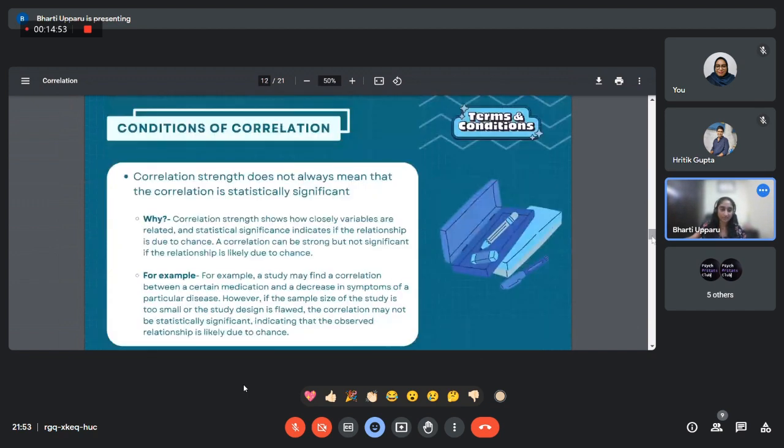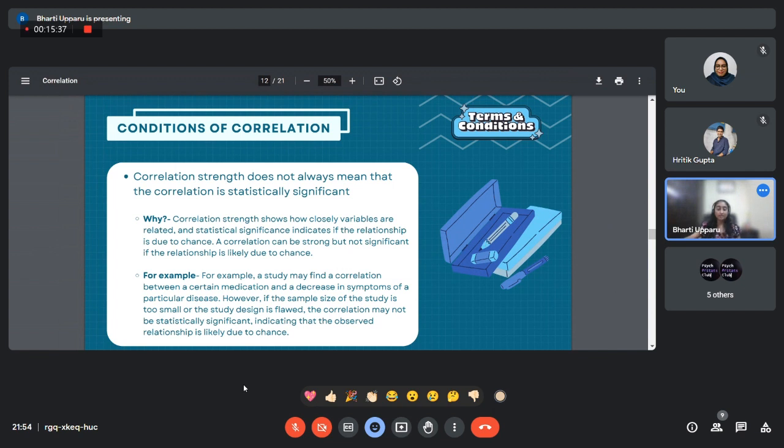The next one is that correlation strength does not always mean that correlation is statistically significant. Correlation strength shows how closely the variables are related, and statistical significance indicates if the relationship is due to chance, right? So a correlation can be strong but not significant if the relationship is likely due to chance. One of the reasons for this is the sample size. If the sample size is too small, it might show that it is statistically significant, but it's not.